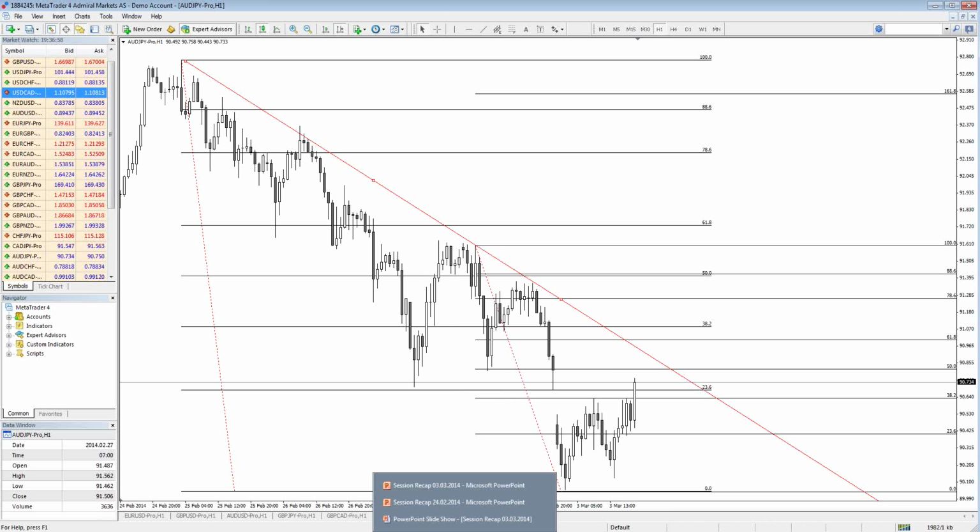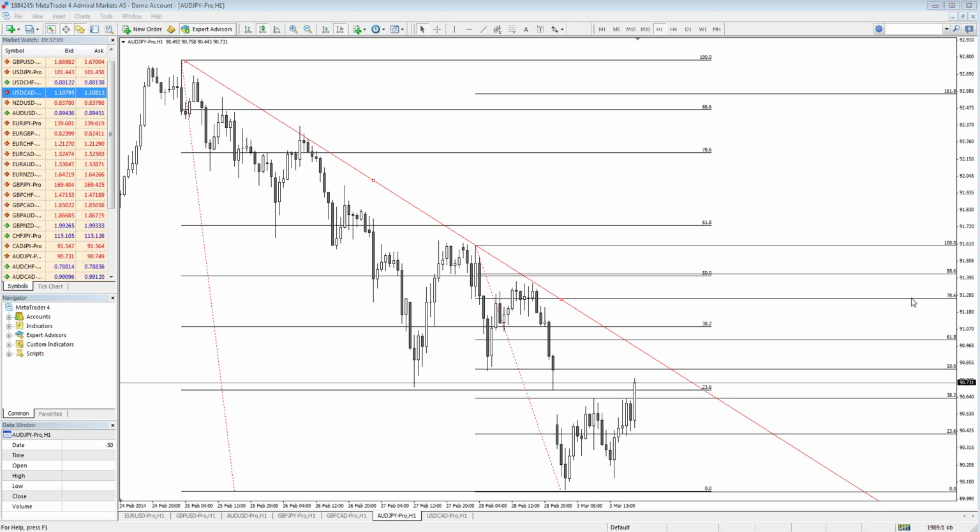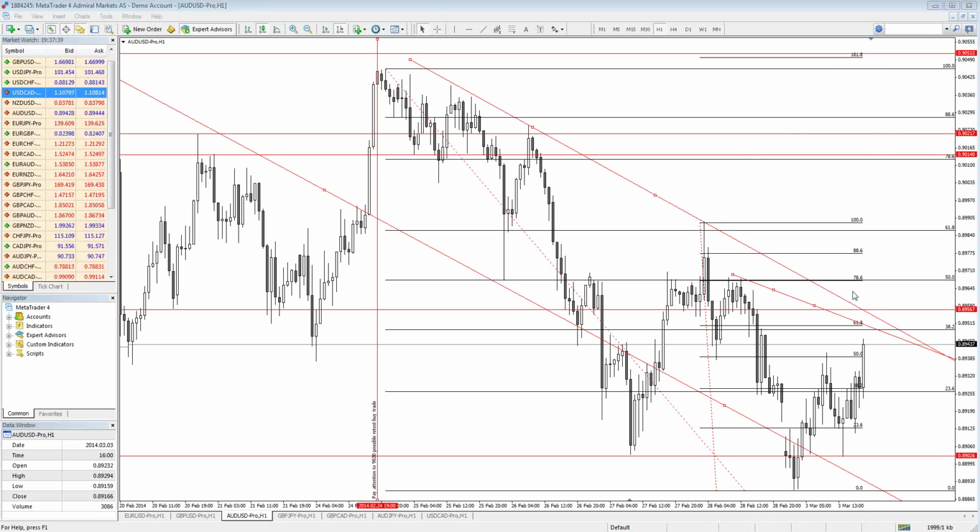I would like to see a hit of that level, or pay attention to the trend line and see how the price behaves. Yeah, Aussie, if you ask about the Aussie trade, now it's very close to that level. So the stop would be small, and it's close to 89.50. Aussie is very close to its shorting zone. Look at this. This is a predetermined level, and it's very close to it.